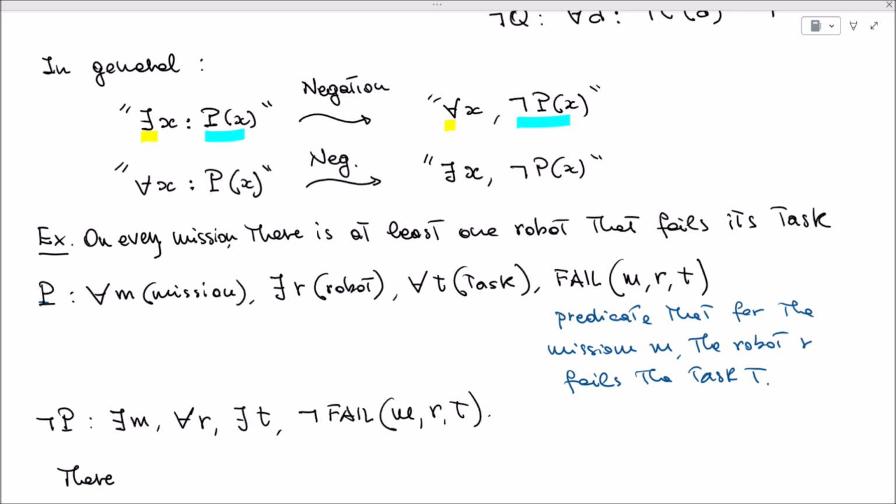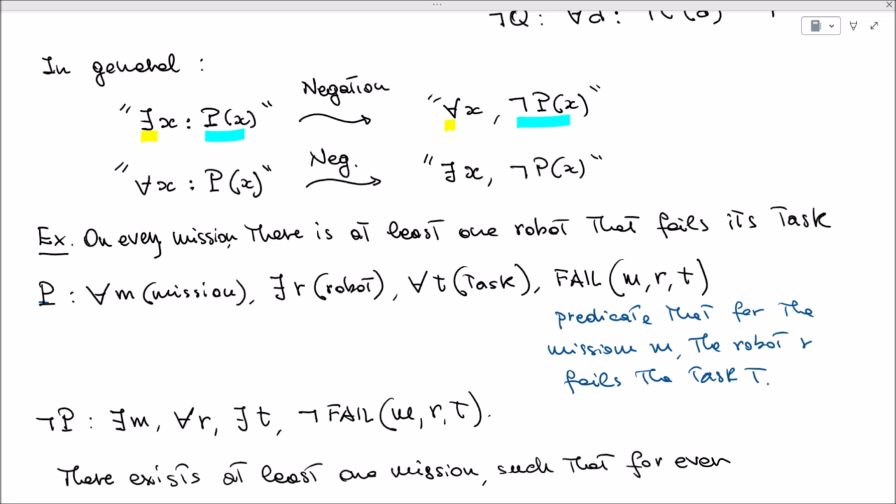There exists at least one mission such that for every robot there is at least one task T where the robot fails. Okay, so let's summarize what we just said.